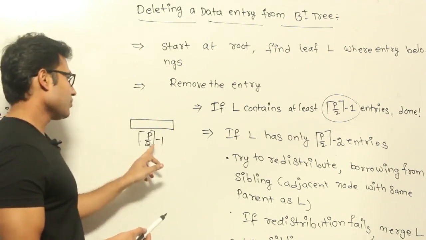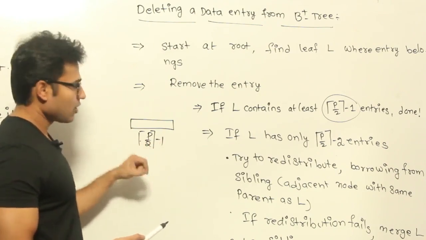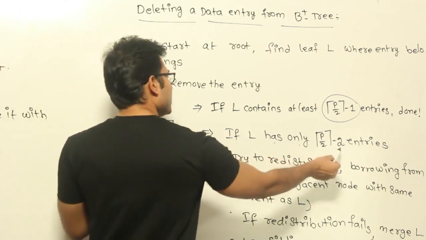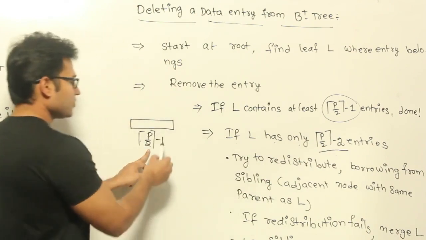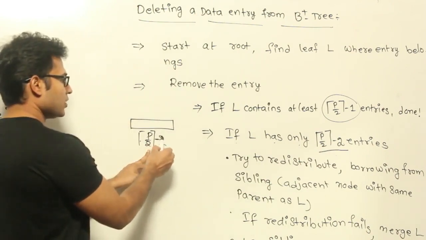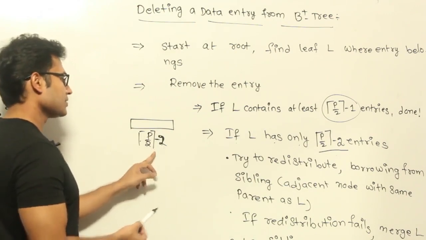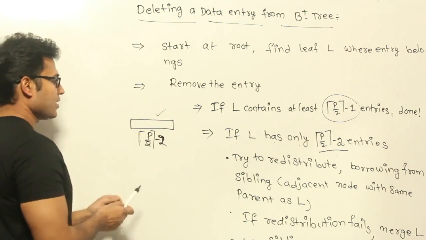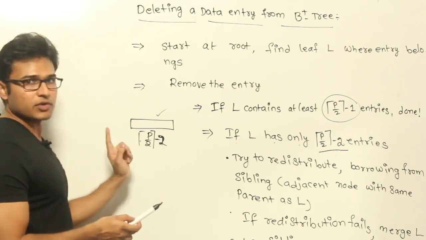In case the number of entries is less than this number, we call it an underflow, right? When will there be underflow? If L has only p/2 minus 2 entries after removing the entry. Why do we get this case? Already this leaf had exactly the minimum number of entries required, and from that you have removed one entry. Therefore it will be underflow now, right?